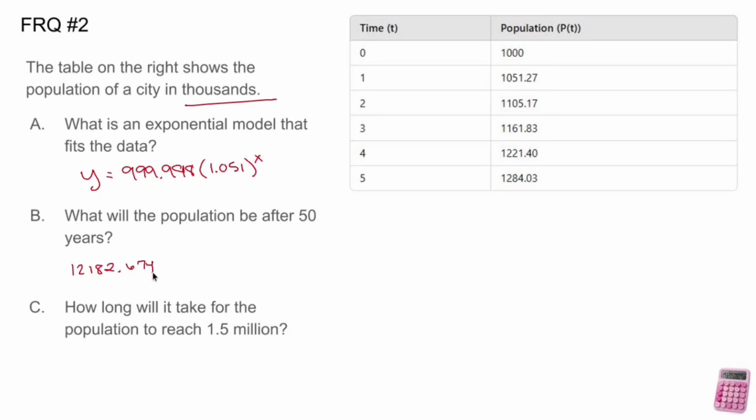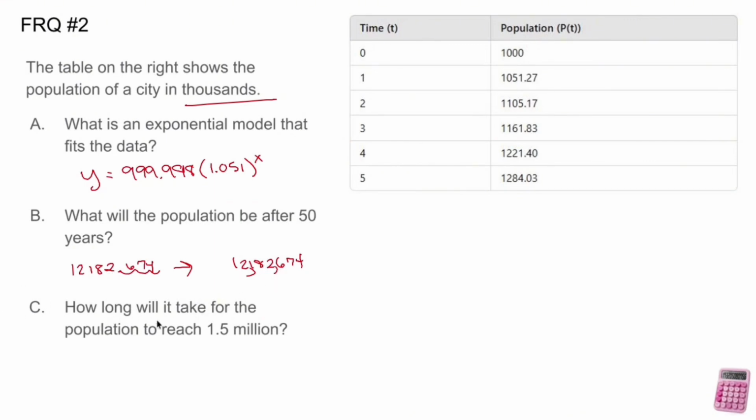Now, turning that into thousands is me multiplying this by 1,000, or just moving my decimal place over three times, to get 12,182,674. Okay? So that's going to be my population after 50 years.